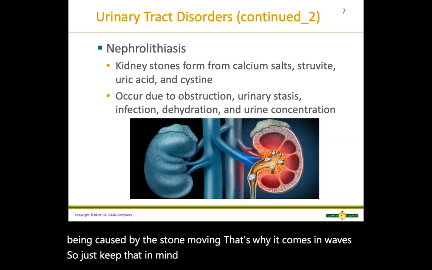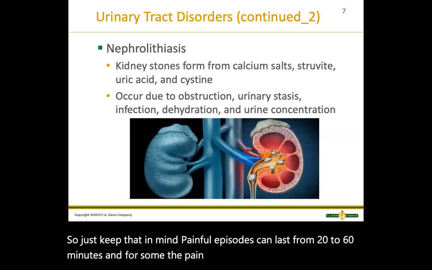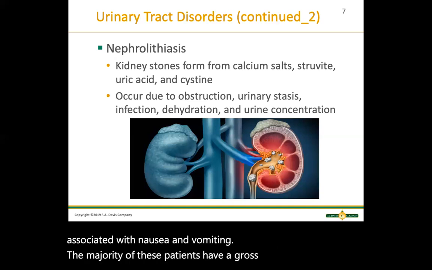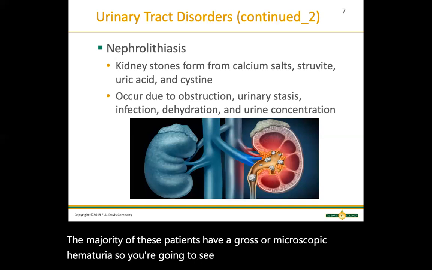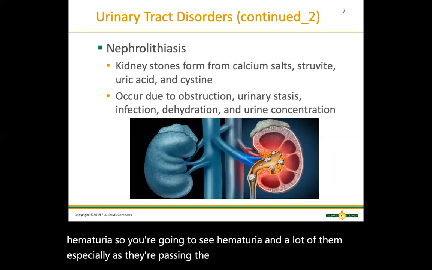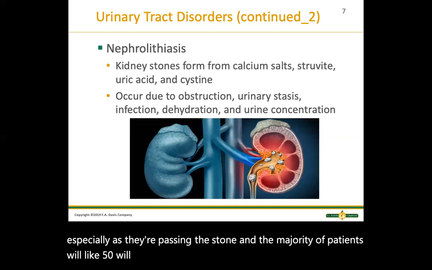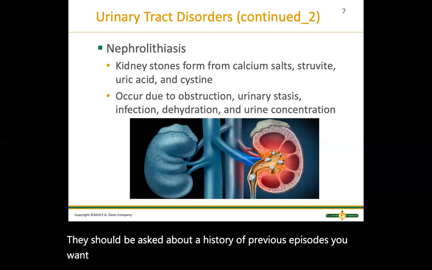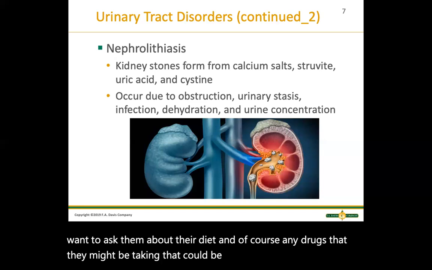Painful episodes can last from 20 to 60 minutes. For some, the pain can be so extreme that it's associated with nausea and vomiting. The majority of these patients have a gross or microscopic hematuria, so you're going to see hematuria in a lot of them, especially as they're passing the stone. About 50% will pass the stone within 48 hours. They should be asked about a history of previous episodes. You want to ask them about their diet and, of course, any drugs that they might be taking that could be causing these.